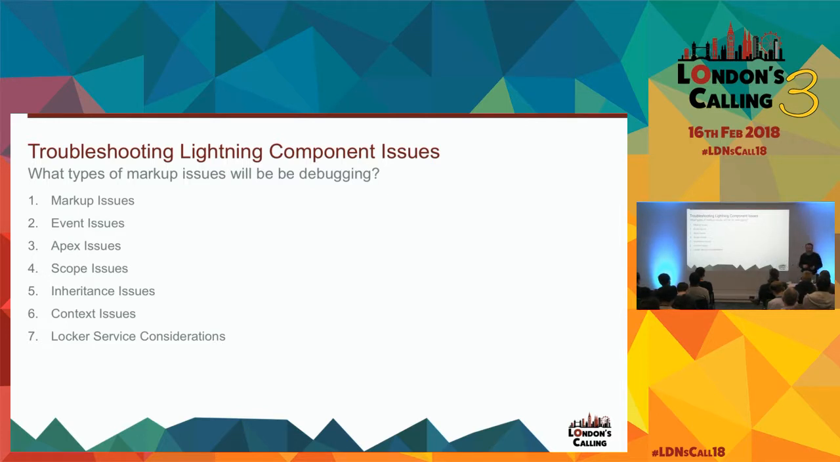Apex issues. Okay, when you have an Apex issue, if I have an issue with, let's say, a SOQL query, all you're going to get at the Lightning level is an internal server error. You're not going to get any specific error. It's going to say internal server error. So you have to understand where that's happening, how to fix it.